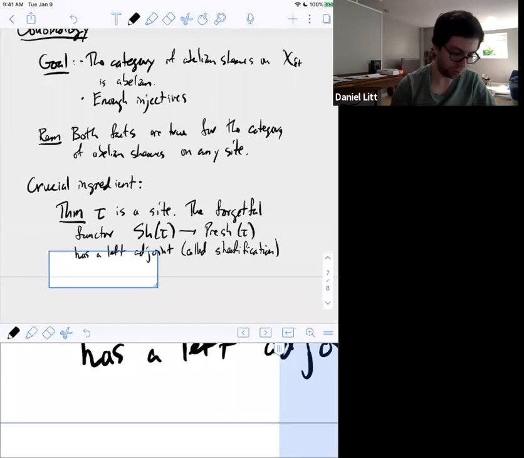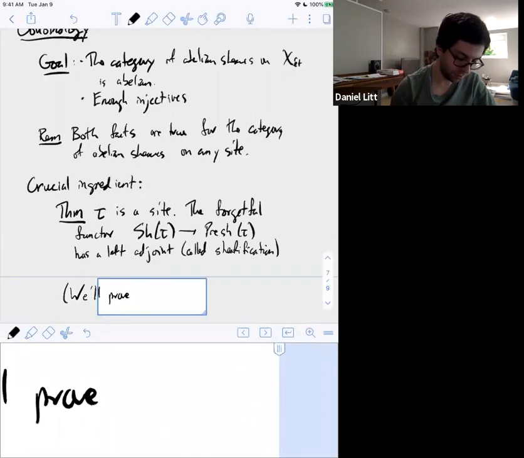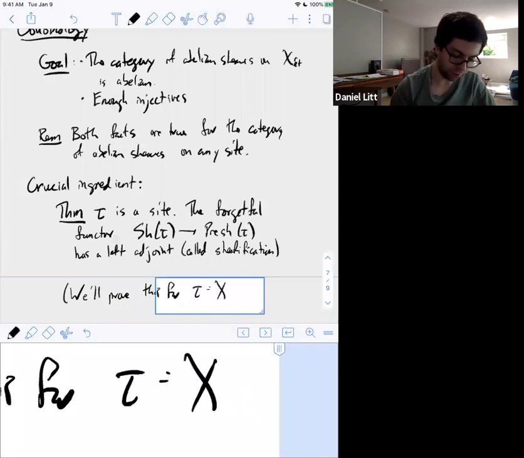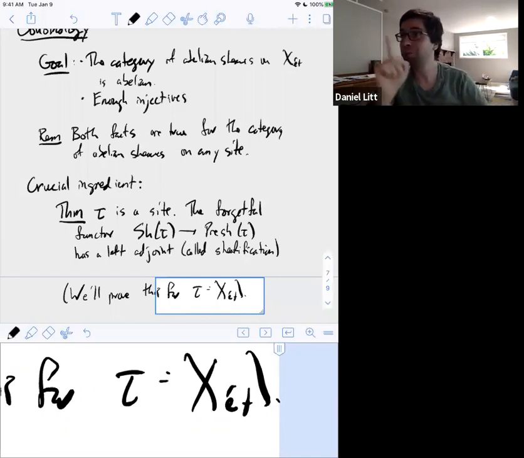Okay, and we won't prove this theorem. We'll just prove it in the case we need. So we'll prove this for tau, the small Étale site. And if you want, I do encourage you to look up the proof in general because it's actually awesome. It's just a little bit too much for this course. I mean, it's not hard. It's just long, and boring, and awesome, I claim.